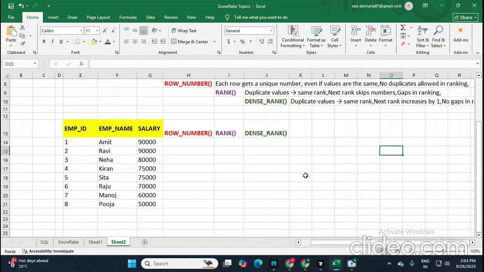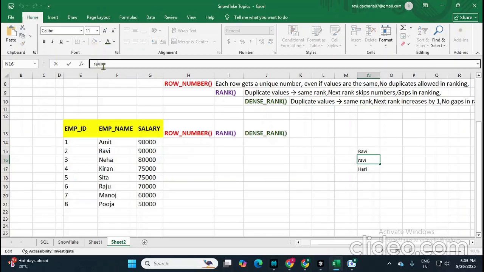Try to understand what is row number, what is rank, and what is dense rank, and their differences. First of all, row number. In row number, each row gets a unique number, even if values are the same. For example, we can take a classroom example. We have students like Ravi and another Ravi, and we can take Hari. So these three people are in the class.